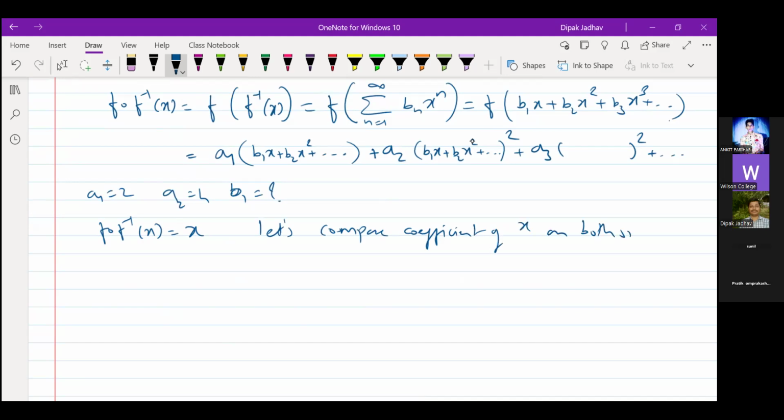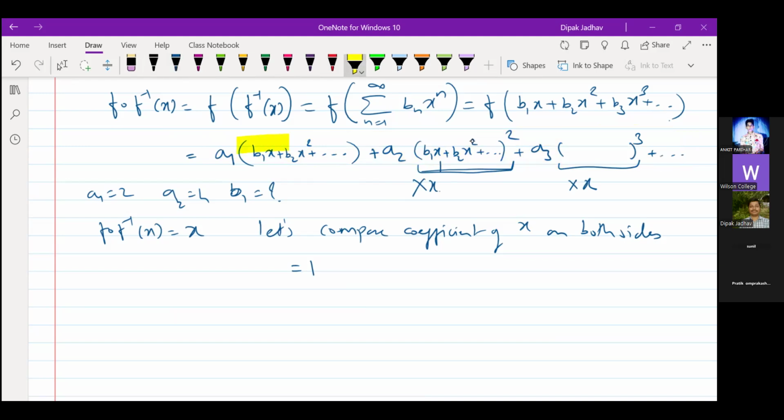On the right it is 1. What is on the left? What is the coefficient of x in this expansion? a1 into b1. Very good. See, this bracket has a square, so when you expand this square, you will never have a term containing x. Do you agree with this?